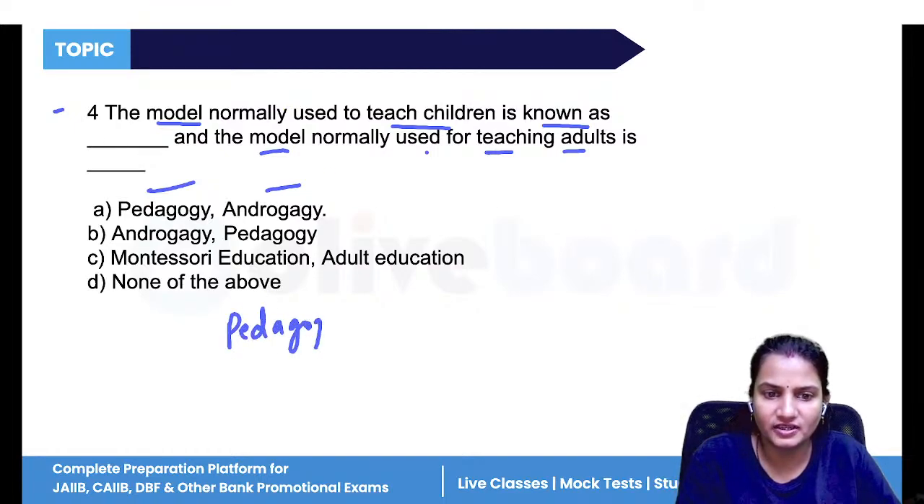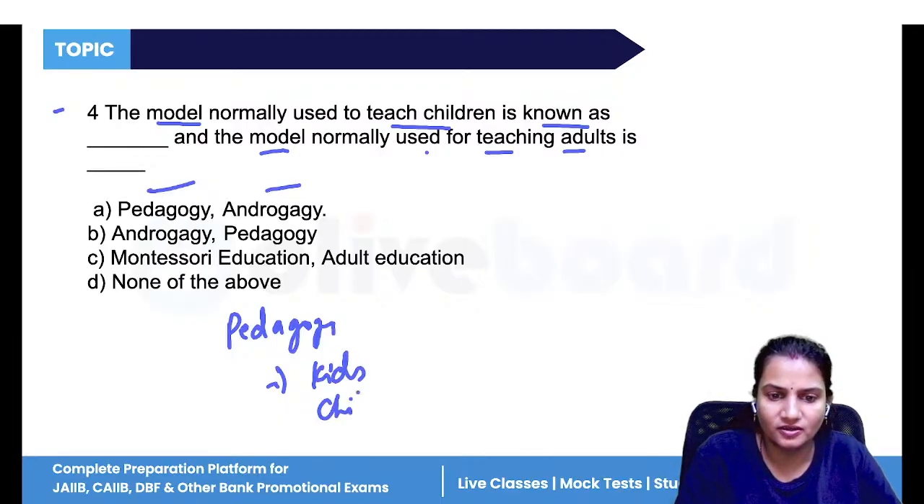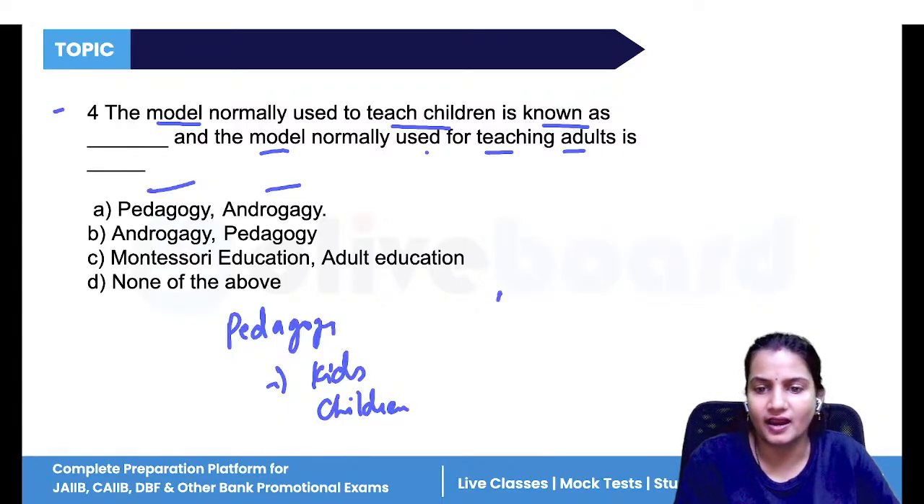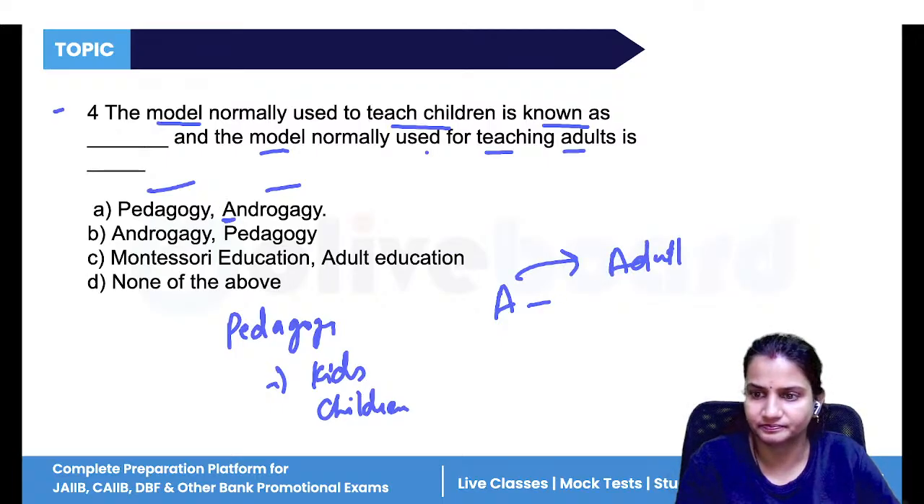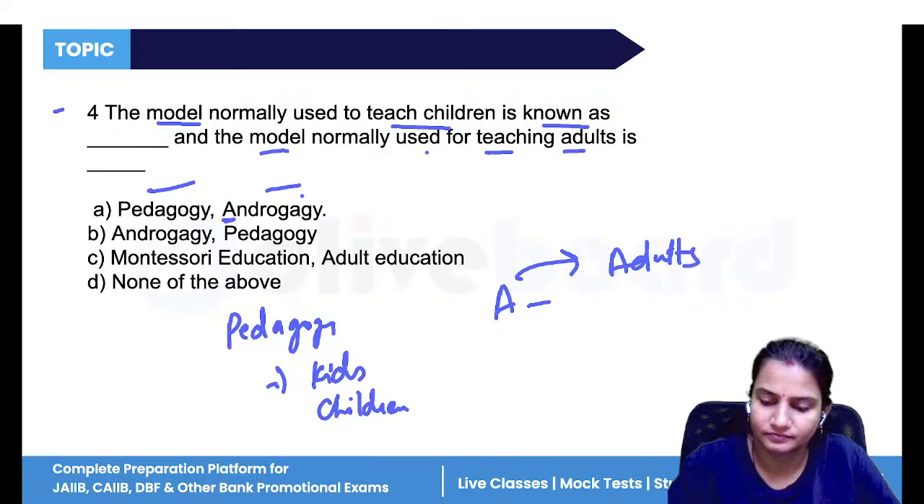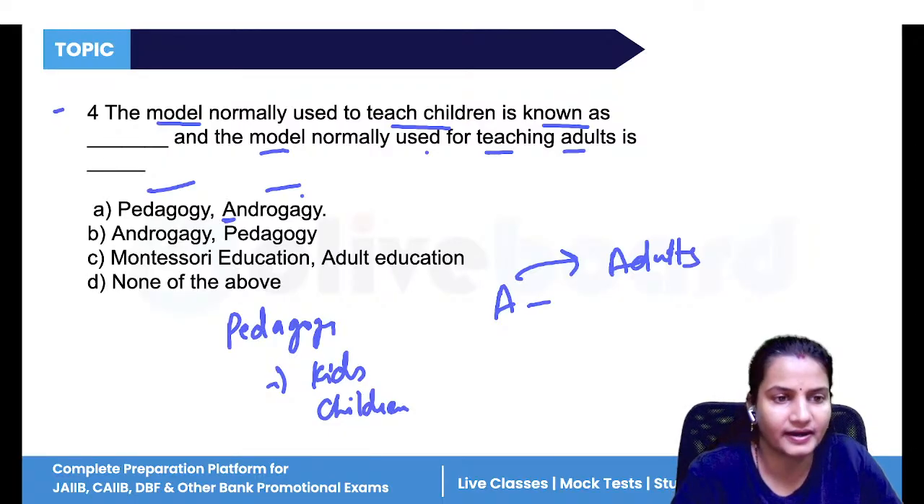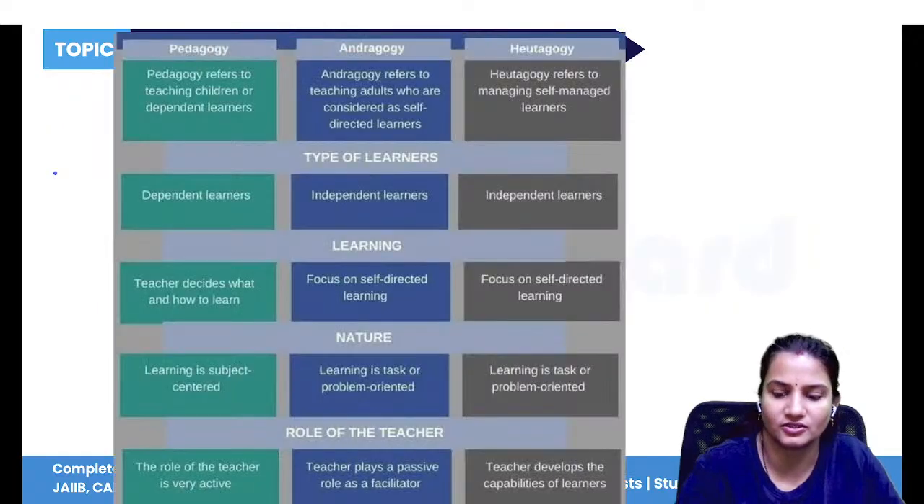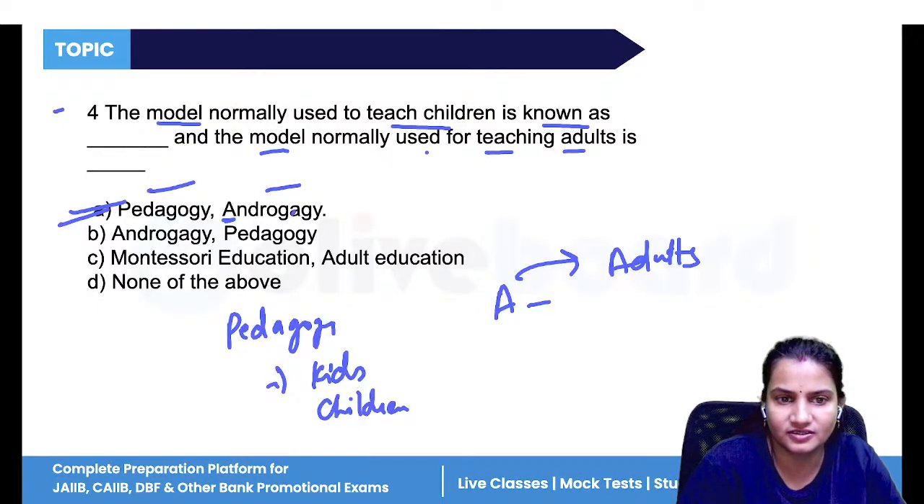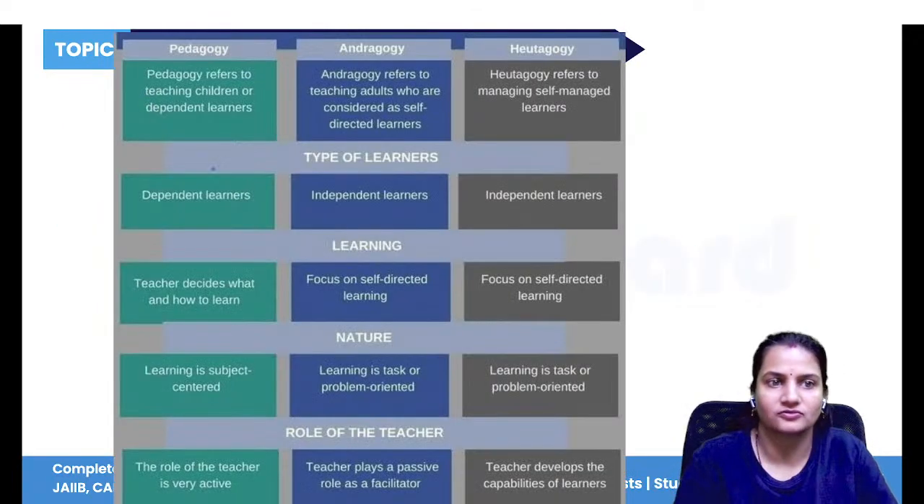So pedagogy is teaching small kids or small children. And andragogy, A stands for andragogy, means teaching adults, the teenagers. All right. So option A is the correct answer. Pedagogy and andragogy. Now, this is not pedagogy, this is andragogy. Now, what is pedagogy?